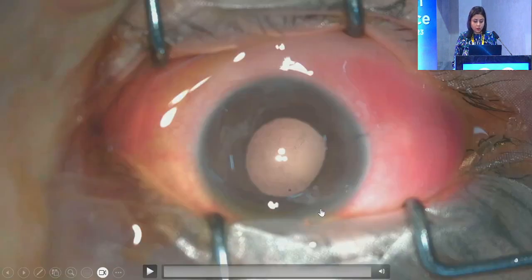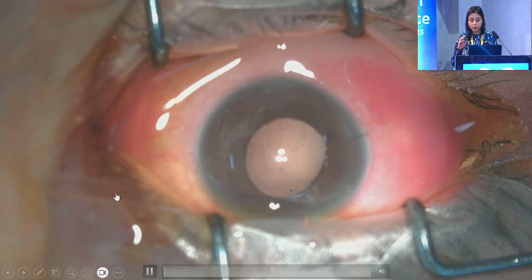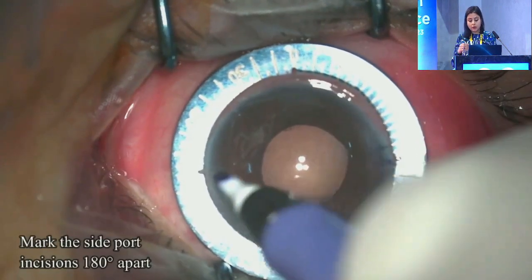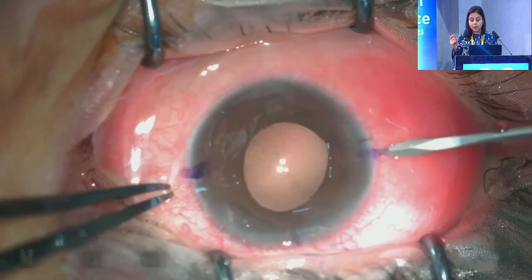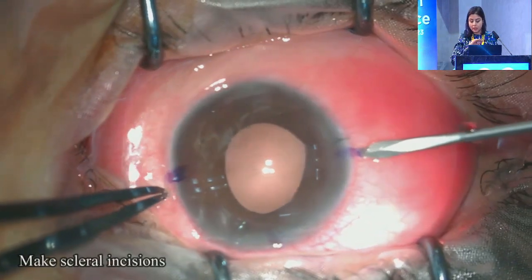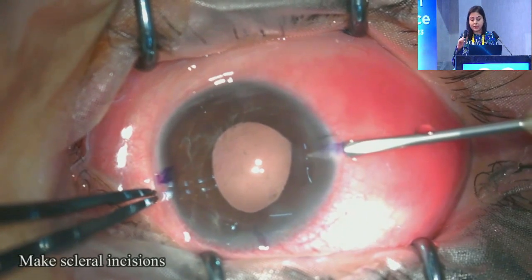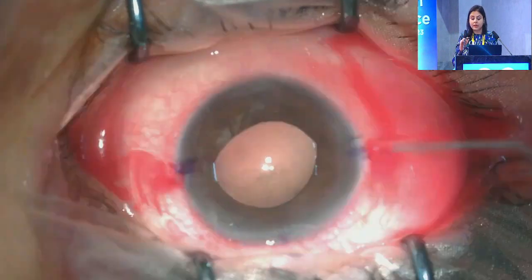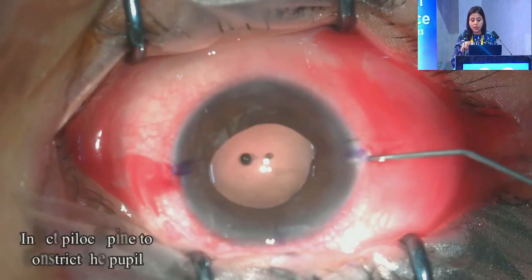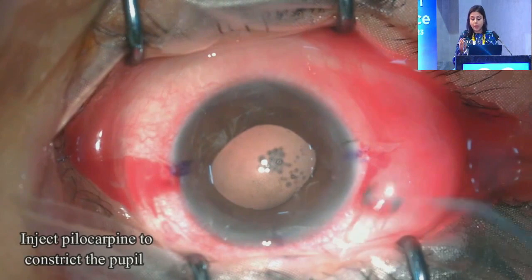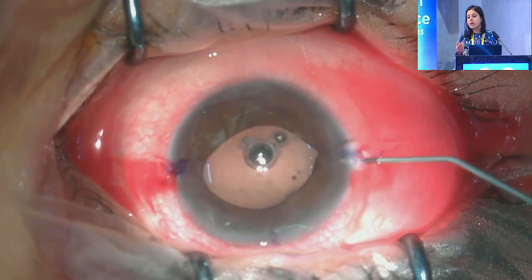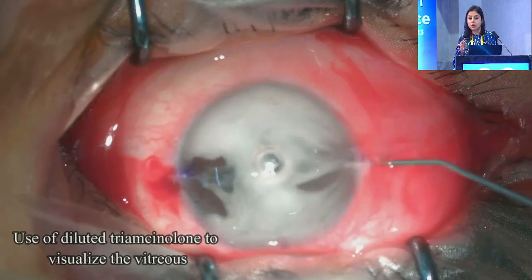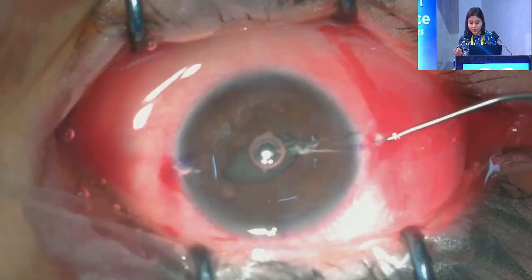So with this introduction, let's move on to a surgical video. Here, this patient is a case of surgical aphakia. The first tip is to mark the side port incisions 180 degrees apart, and to make slightly scleral incisions rather than corneal incisions. This helps in mid-peripheral enclavation and avoids ovalization of the pupil. The second caveat would be to inject pilocarpine to constrict the pupil. That would again prevent enclaving the IOL too close to the pupil and prevent ovalization of the pupil.